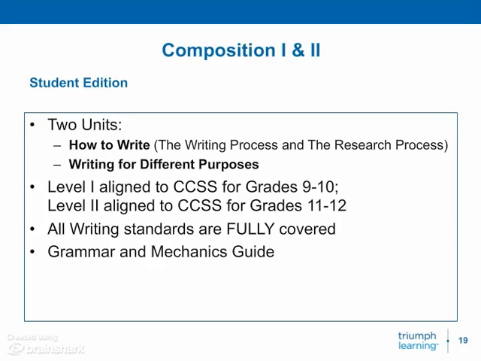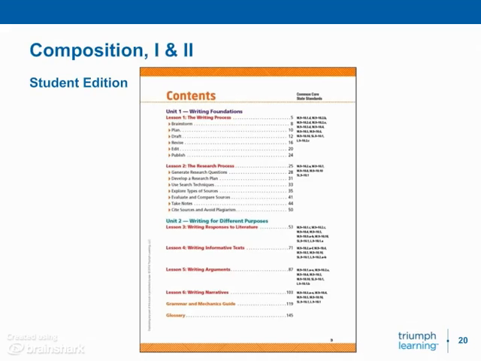The student edition also has a writer's craft, grammar review, and mechanics review, which offer further practice and instruction on specific aspects of style and conventions. Students are encouraged to complete graphic organizers, maintain writing process checklists, and conduct peer reviews throughout the program. Composition 1 is aligned to the Common Core state standards for 9th and 10th grades, and Composition 2 is aligned to the Common Core state standards for 11th and 12th grades.